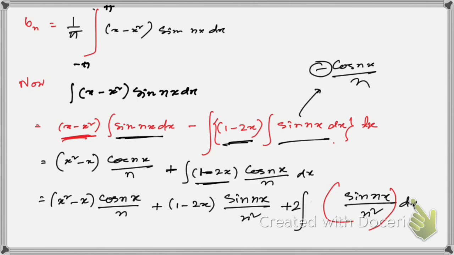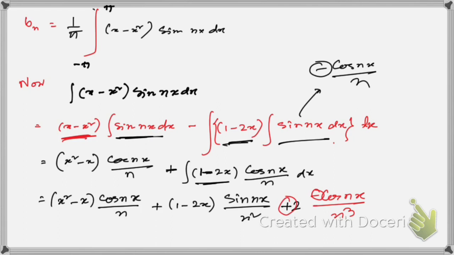So let me show you. That's going to be this minus cos nx by n cube, and this multiplied here. So just wait. So our result will be minus, that's going to be plus, and that's minus 2 into this. That is what we're going to get, right? So hope you have understood this. So we have got this integration.